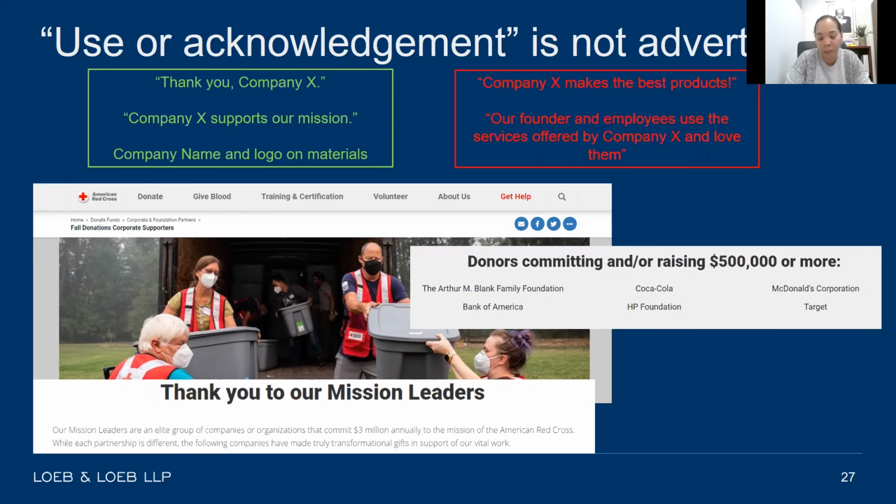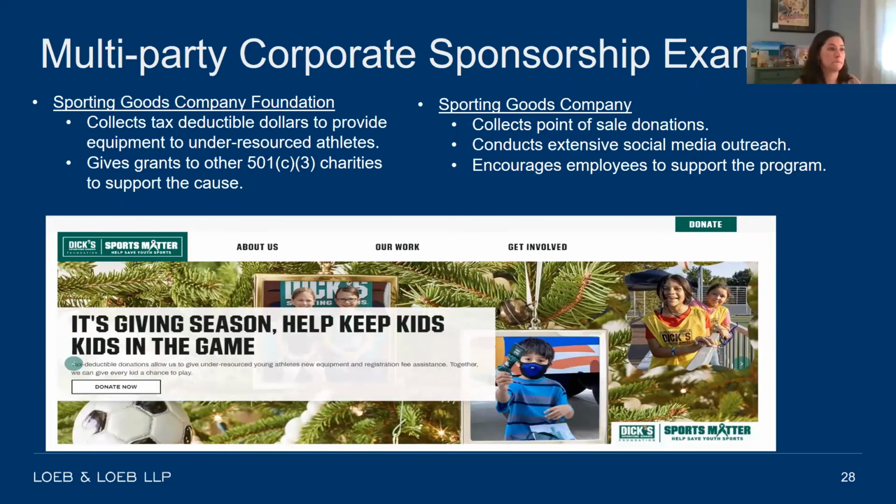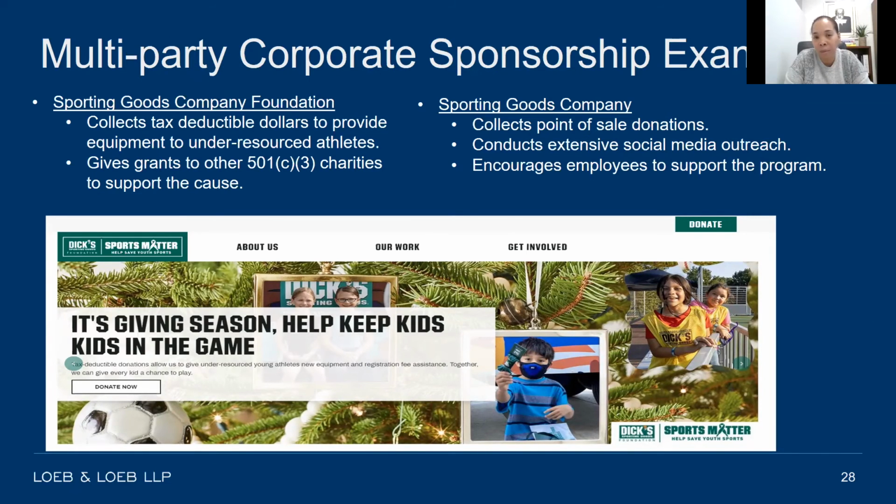Absolutely. Next slide, please. I want to get to commercial co-ventures shortly. So I just wanted to point out one example. This is pretty common too, where you have a lot of different elements. And if you have a company foundation or a company affiliated charity, it's pretty common to see multi-party corporate sponsorship deals. This one we just took off yesterday off the website of Dick's Sporting Goods.